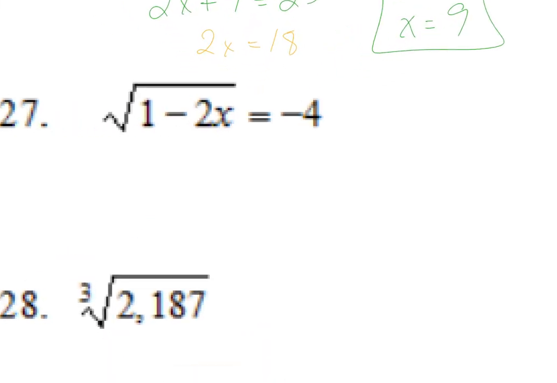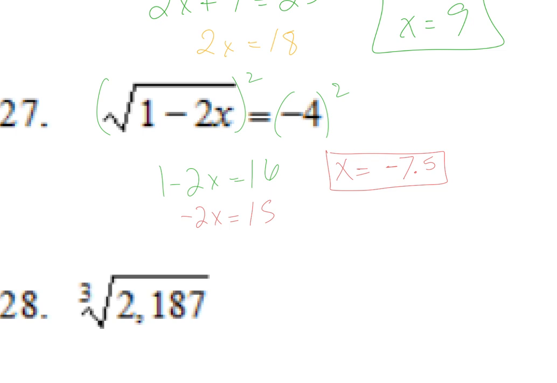27. The square root of 1 minus 2x is equal to negative 4. Again, I am going to square both sides. And I get 1 minus 2x equals 16. I add 1. No, I don't add 1. I subtract 1 from both sides. I get 15. I divide by negative 2, and I get x equals negative 7.5.